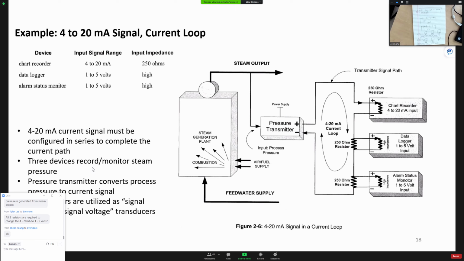All those devices will record or monitor the steam pressure. The pressure transmitter will convert the pressure into a current signal. The resistors are utilized as a signal current to signal voltage transducer. So we use those resistors to convert this current signal into the voltage signal.